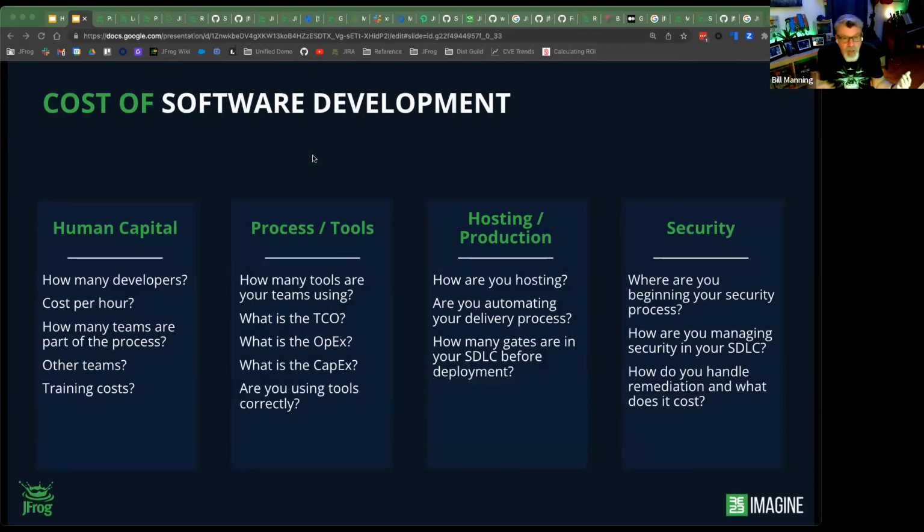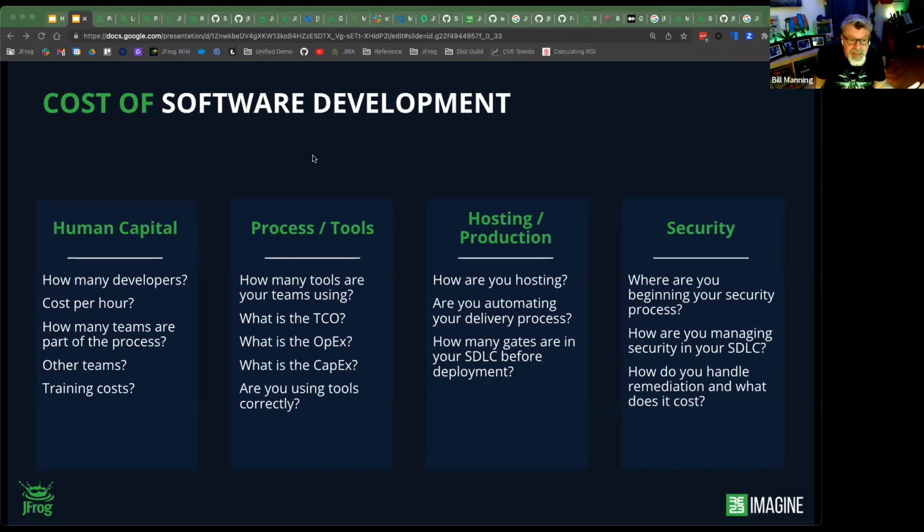Human capital, right? How many developers do I have? What's the cost per team per hour? Are there other teams? Is it going to take me time to train people to use things? There's all the human capital side. Also, on processes and tools, how many tools are your teams using? These are things you need to start auditing.